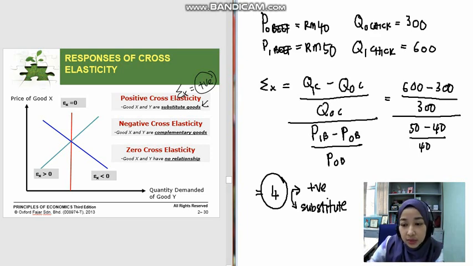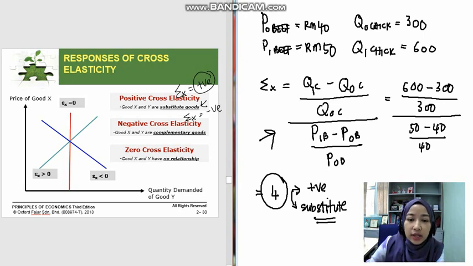So X and Y are substitutes. Let's say in the question, I don't mention the products beef and chicken like this. Let's say I put the products as X and Y, or A and B. You have to determine whether A and B are substitute or complementary. This is how you calculate using this formula here, and your answer is positive, so the products are substitute products. What if you get a negative answer? When you get a negative answer, it means that product X and product Y, or product A and product B, are complementary products.